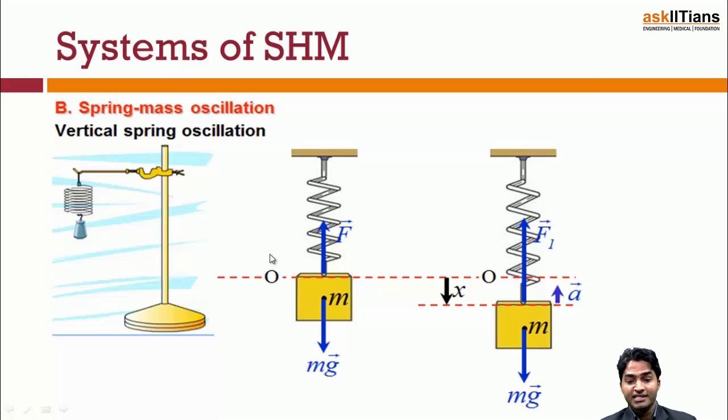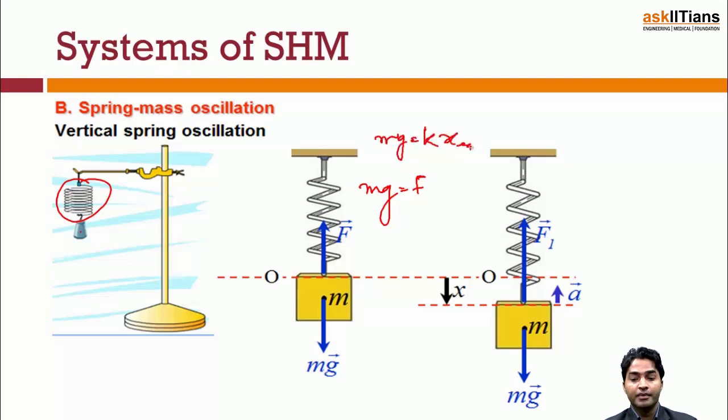In the first case, if there is a spring connected with a block, initially its weight is balanced by the spring force, that is Kx, equilibrium. On giving a small external force, like we pulled it and gave it a small jerk, it starts oscillating about the mean position. In the previous case we discussed, mg should be equal to the force of the spring, that is mg equal to Kx, equilibrium.